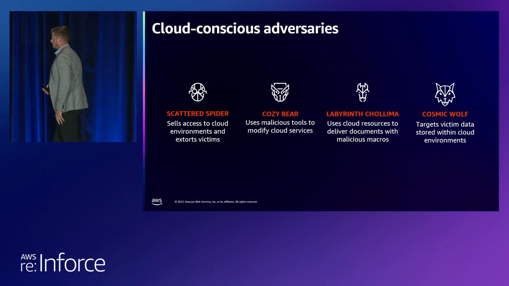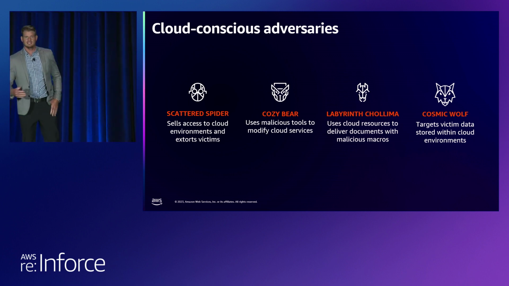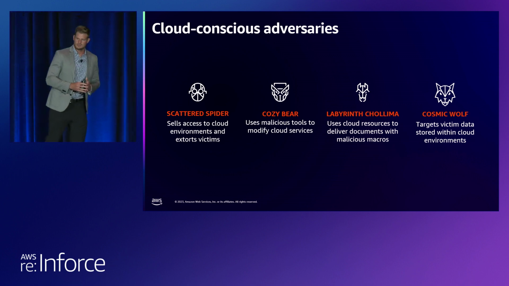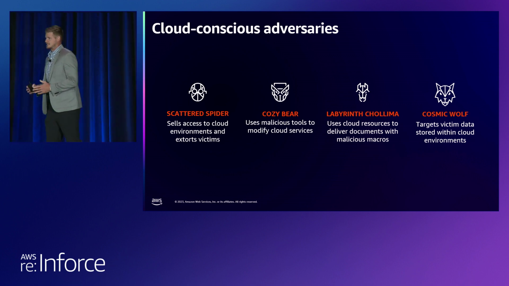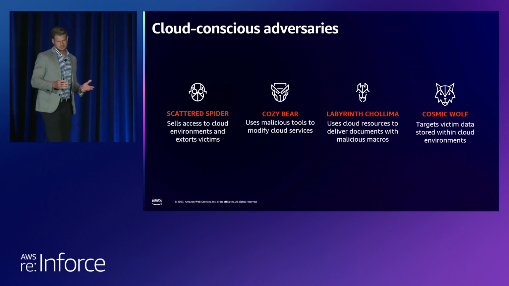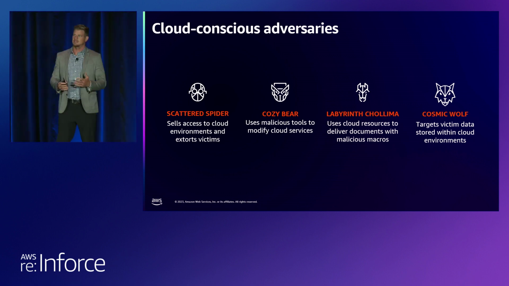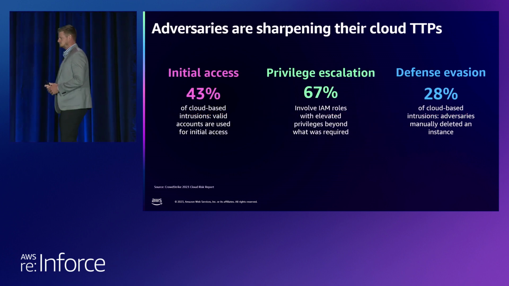Like I mentioned before, we track over 200 adversaries, and we're seeing many of these become very cloud conscious, again focusing on using cloud-specific features to target organizations and cloud environments. We just highlight a few here. Here are some prominent ones that we've seen, but again, it's just something we're seeing in the rise of the cloud threat landscape.